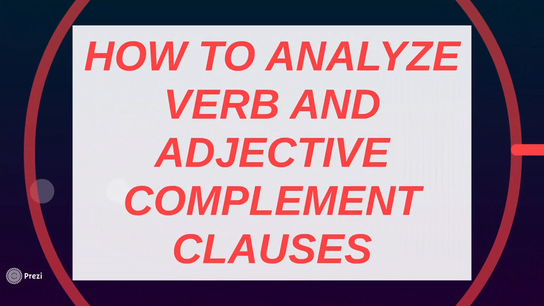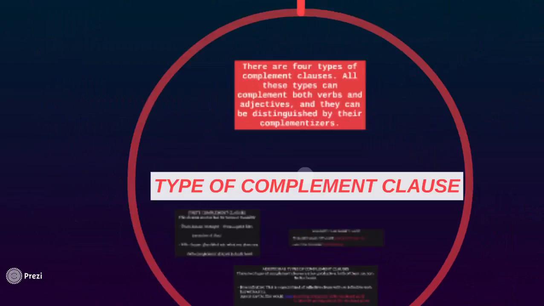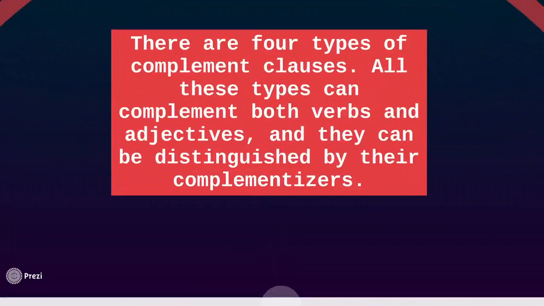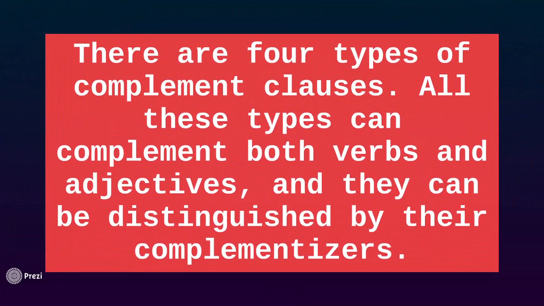Now let's see how to analyze verb and adjective complement clauses. Let's see the type of complement clauses we can find within a major clause. There are 4 types of complement clauses. All of those complement clauses can be controlled by either verbs or adjectives, and we can distinguish them according to their complementizers.